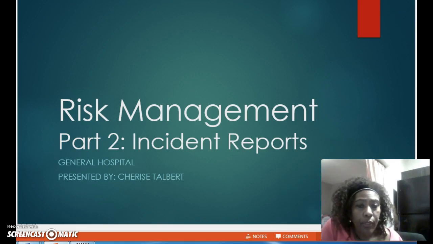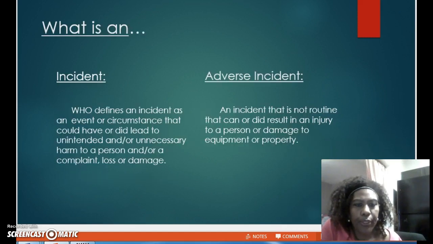General Hospital. Let's go ahead and get started with part 2, risk management, incident reports. With incident reports, we want to talk about two different ones, the actual incident report itself and then an adverse incident. So what is an incident report? The WHO, which is the World Health Organization, defines an incident as an event or circumstance that could have or did lead to unintended and or unnecessary harm to a person and or a complaint, loss, or damage.